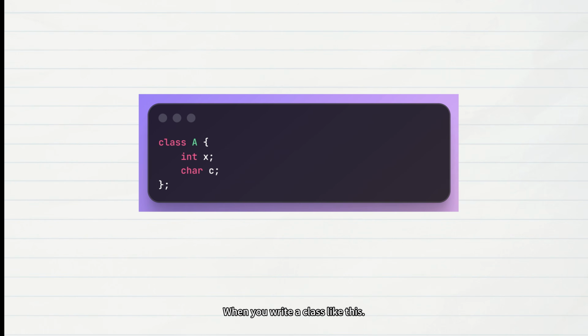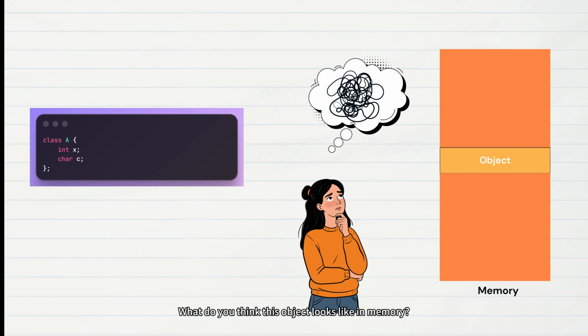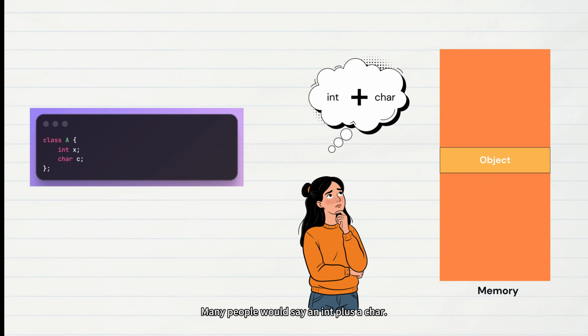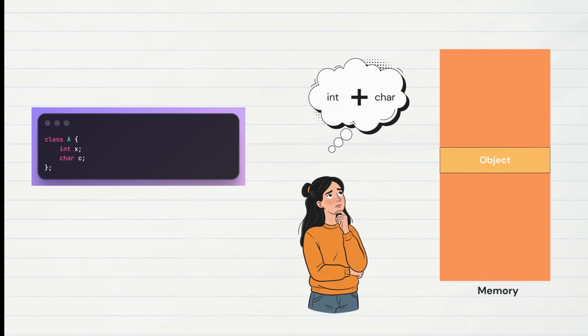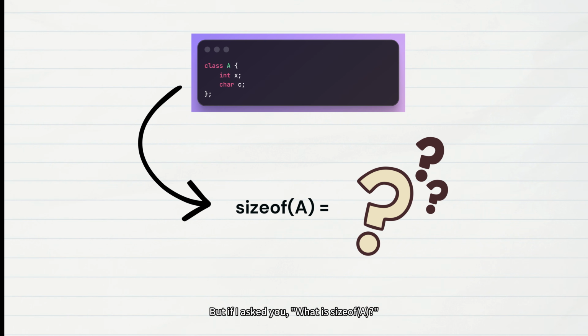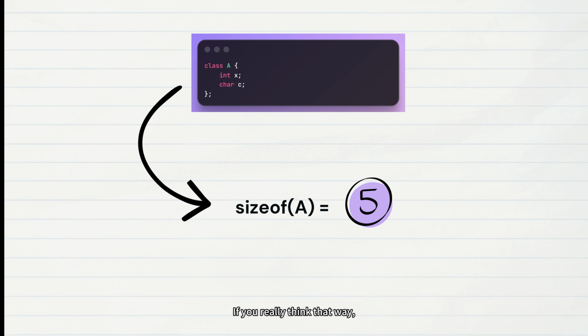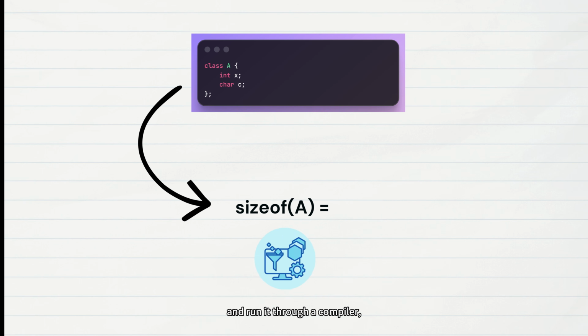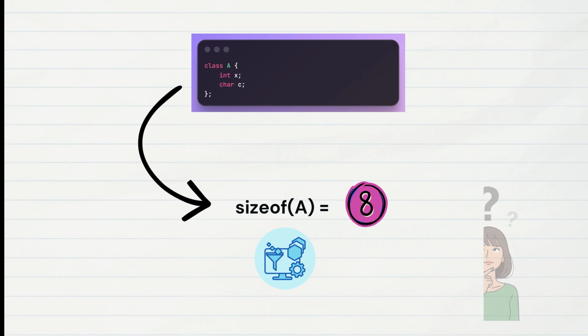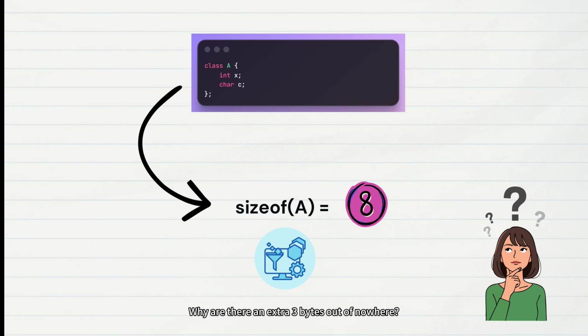When you write a class like this, what do you think this object looks like in memory? Many people would say an int plus a char. But if I asked you, what is size of A, you might guess 5. If you really think that way and run it through a compiler, whether it's GCC, Clang, or the one we commonly use like VS on a 64-bit system, the result will definitely be 8. Why is that? Why are there an extra 3 bytes out of nowhere?